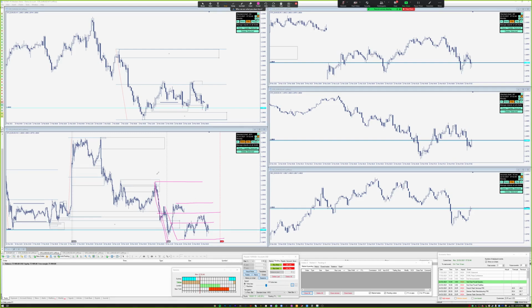So I would still potentially look for shorts here. That being said, I would want it to pull up, probably higher into this. And then ideally what I want to see is these lows break into this 4-hour zone here.